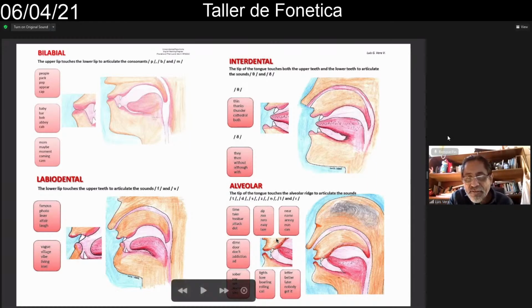Ya, vamos a las otras. Entonces, terminamos con la S y la Z. Ahora vamos con la N. Near, name, annoy, none, can. ¿Ya? La N, igual que el español. Y tenemos la L. Lights, love, bowling, rolling, and call.